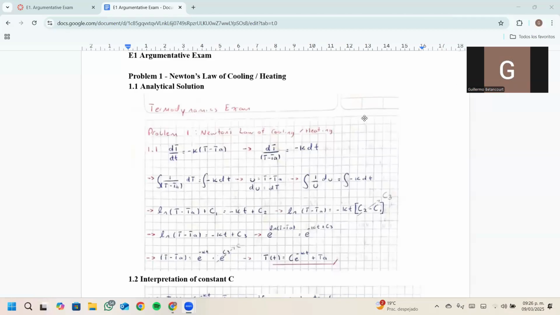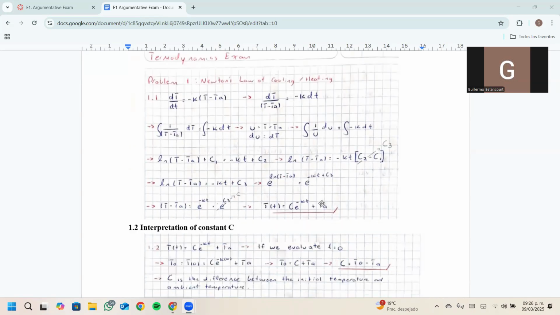Well, so in the first problem, first we have Newton's law of cooling or heating, and we have to put together dT and T minus Ta so that we can integrate it, making it with u substitution. We can put together constant C and constant 2 because they both are constant. And then to get rid of the natural logarithm, we need to use an exponential, and we only then have to solve for T, and we have a function of temperature with respect to time.